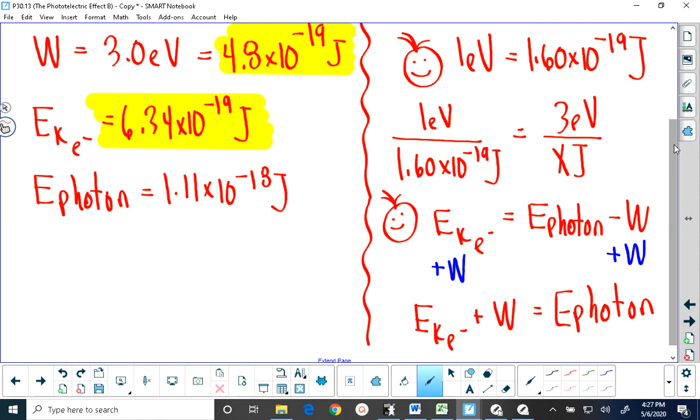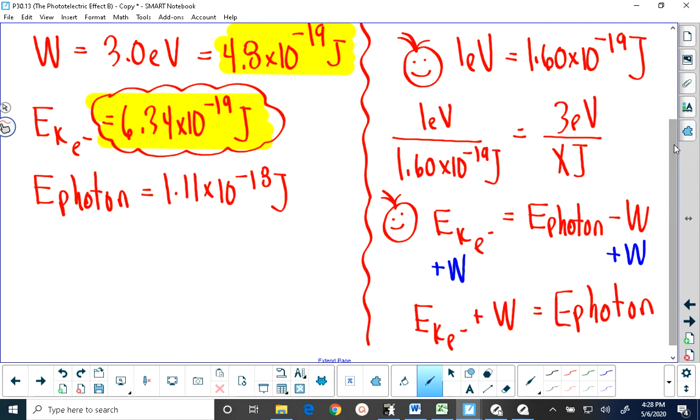Had you decided to work in electron volts throughout all of this, so you left the work function in EV, but you converted this energy from joules to EV, then you would have gotten an answer in electron volts.